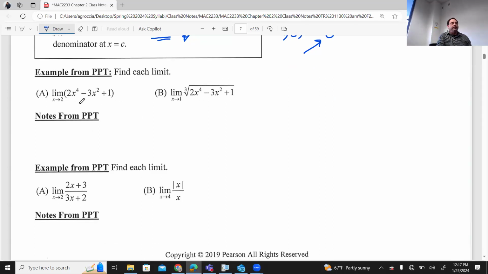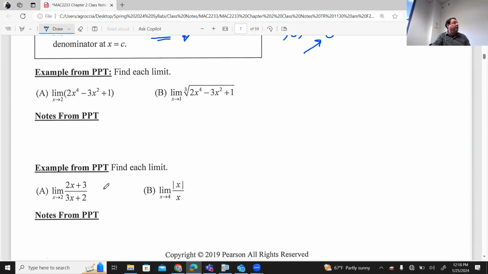The first one, will this one have any issues at all? Nope. Why? Because it's to the fourth power. It's not dividing by anything. This is a polynomial. So simply plug in the number 2. This one, okay, cube root. I know some of you are thinking you can't take the square root of a negative, and you're totally correct. But can you do a cube root of a negative? Yeah. So does any number work? Yep. This one has no problems. You simply plug in 1.